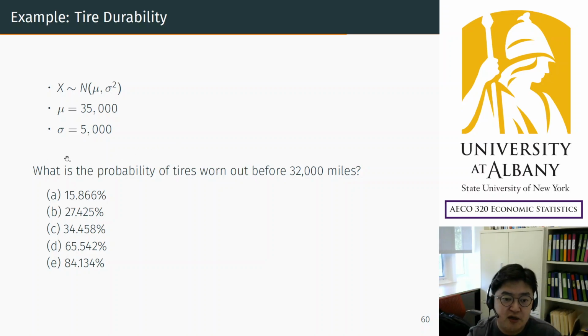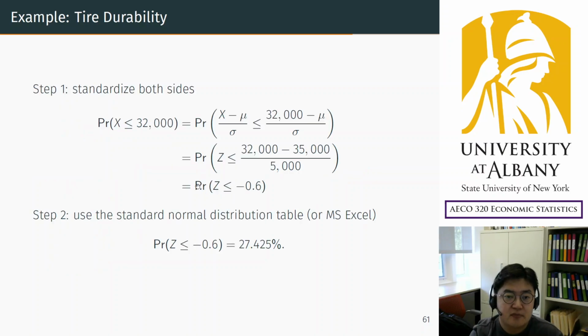Okay, let me show you the answer. The idea is the same. You are going to standardize x into z. So you have to standardize 32,000 miles in the same way. Subtract the mean and divide by the standard deviation 5,000. And then you get minus 0.6. This means if your tire is worn out at 32,000 miles, it is 0.6 standard deviation below the average life, right?